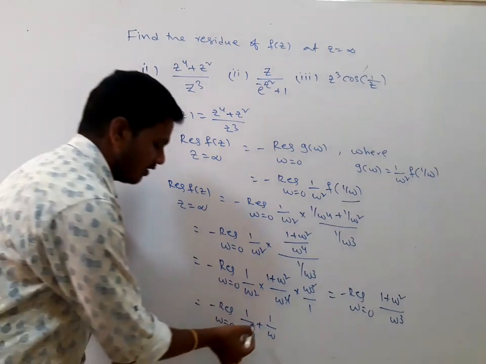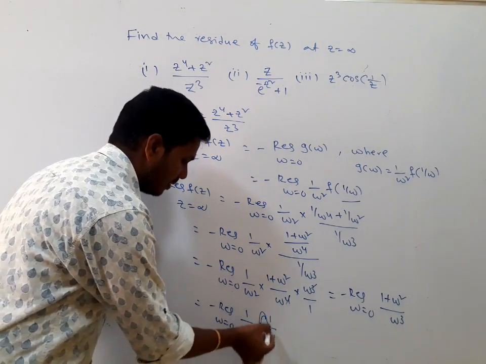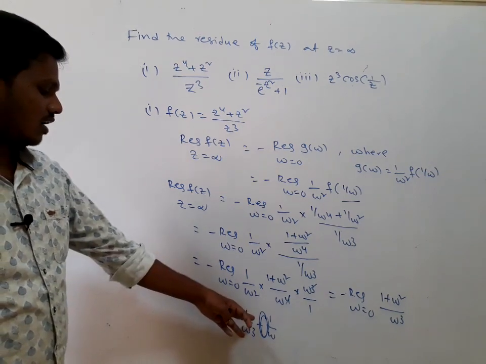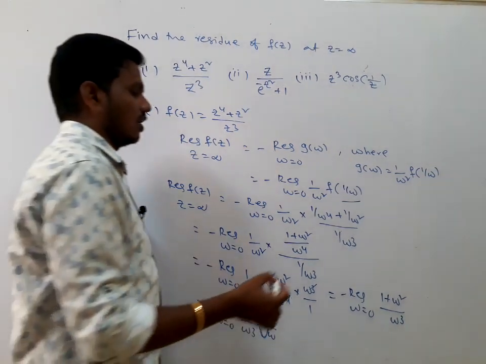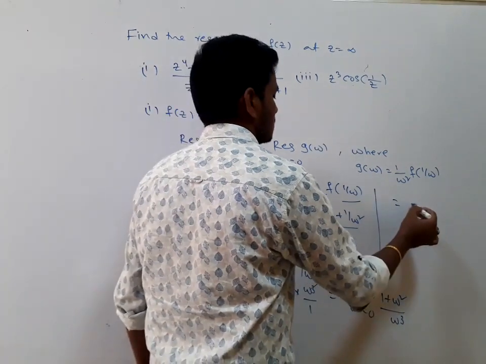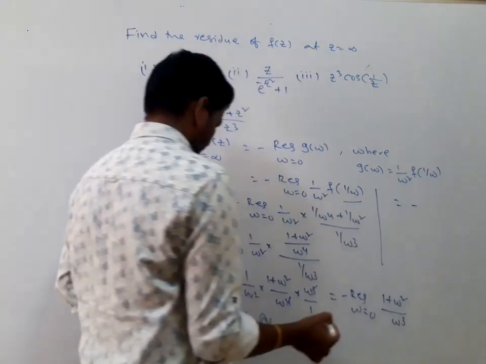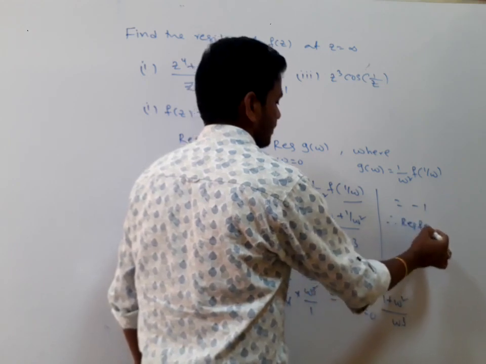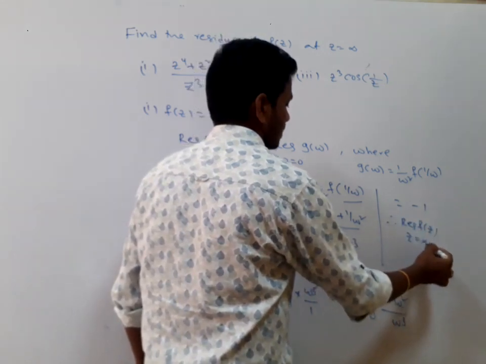You take the coefficient of 1 by w. What is the coefficient of 1 by w here? Here it is 1, therefore it is equal to, with the minus sign before it, minus 1. Therefore the residue of f of z at z equals infinity is minus 1.